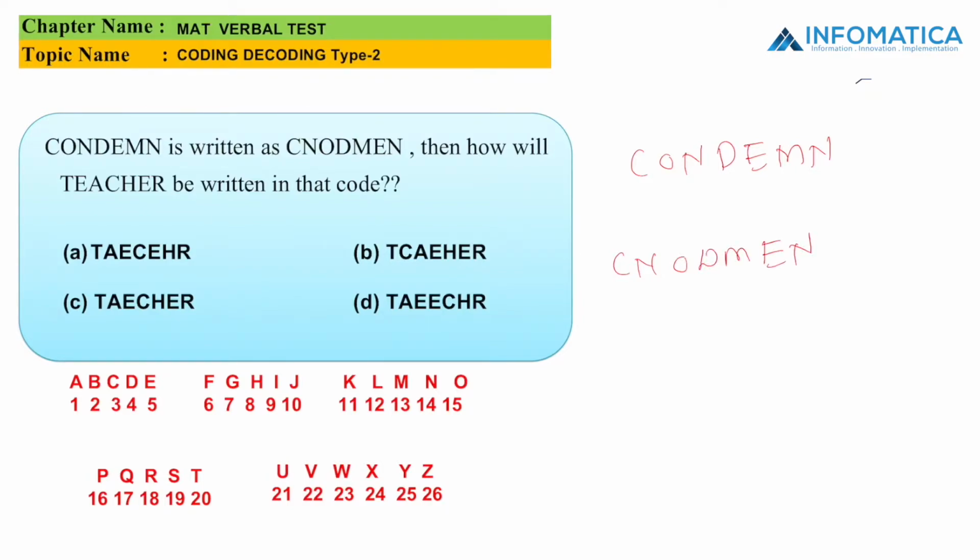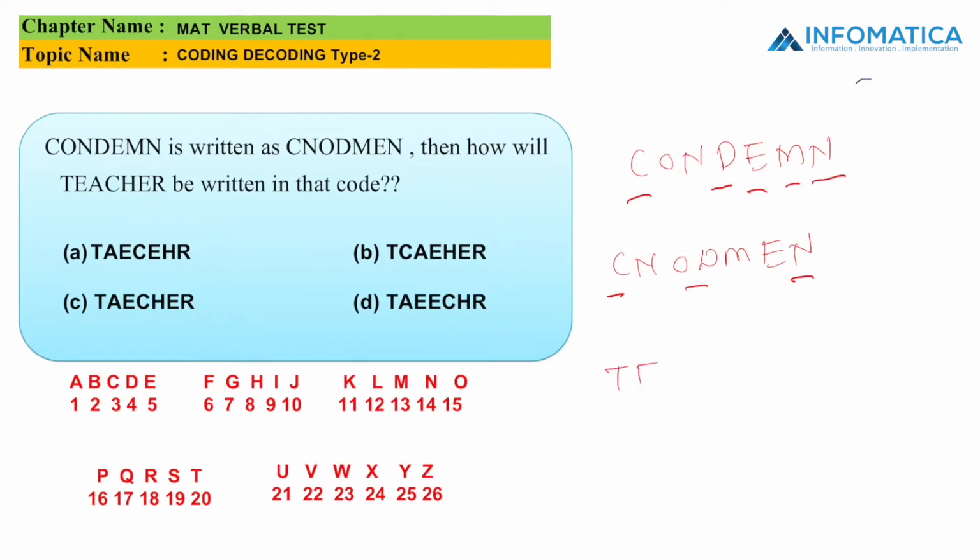If we look carefully, we understand that the first and the last letter, also the middle letter, have been kept the same, which is nothing but C, D, and N. Whereas the second and third letters, and the fifth and sixth letters, have been interchanged. So O and N becomes N and O, and E and M becomes M and E. So this will be the pattern.